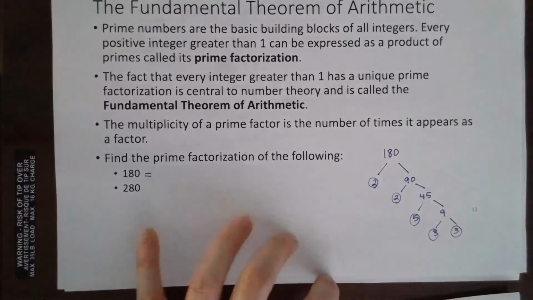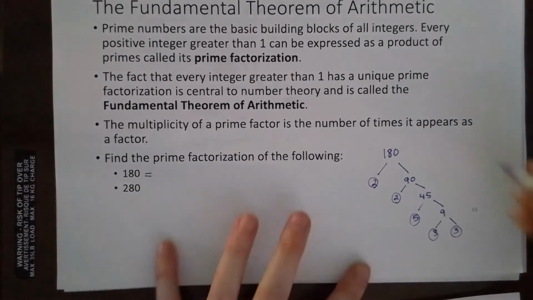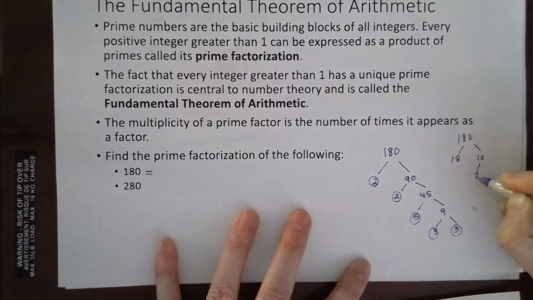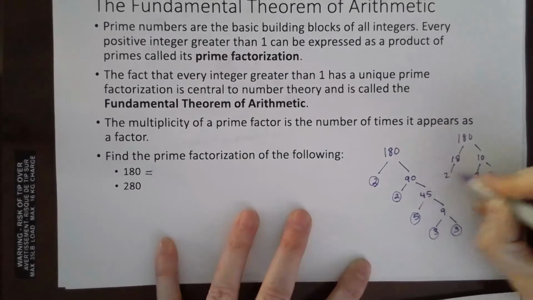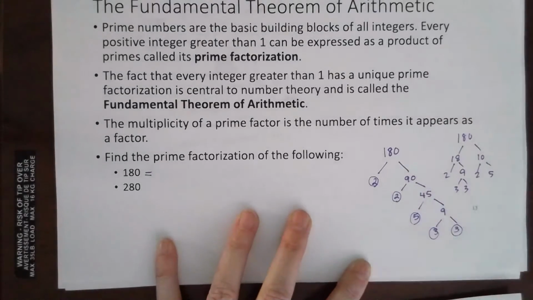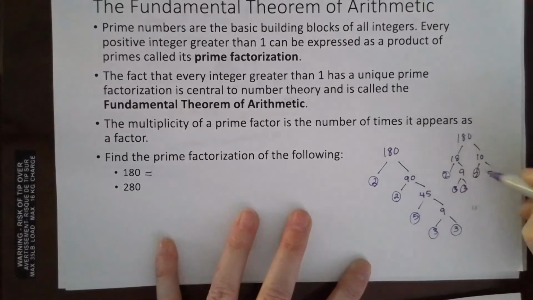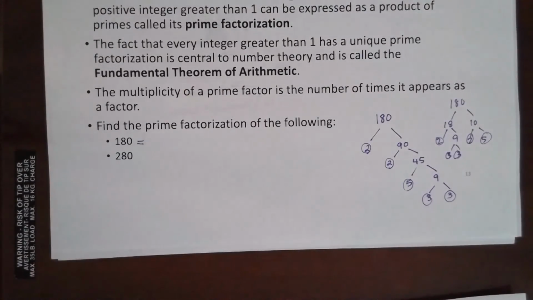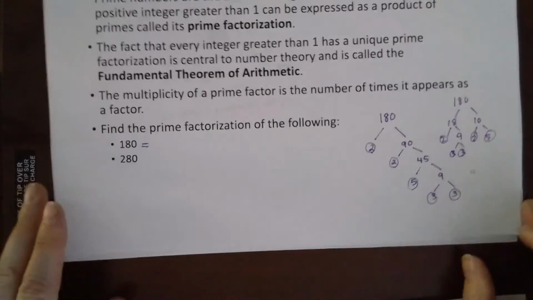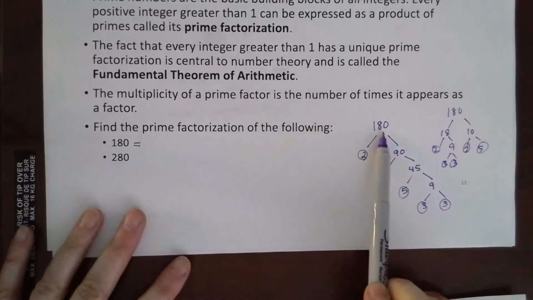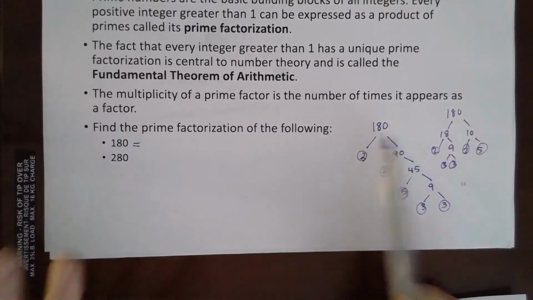I would have done 180 is 18 and 10, and this would have been 2 and 5, and this would have been 2 and 9. But then I would have had my 3 and 3 here. It's a little more balanced like that. Either way, you get the same thing. However your brain works it out, if you like the even numbers, go with that. To me, I just look at this and go, oh, this is obviously a multiple of 10. That's just what I think.